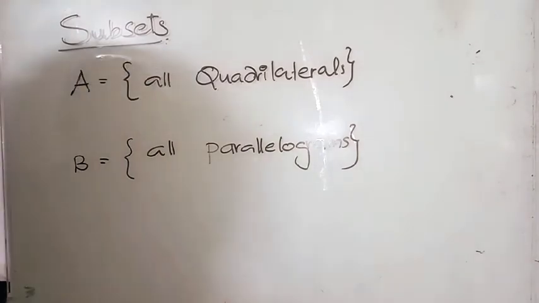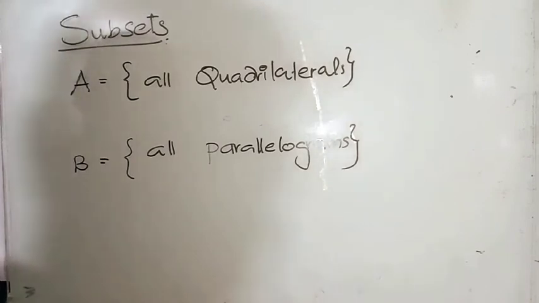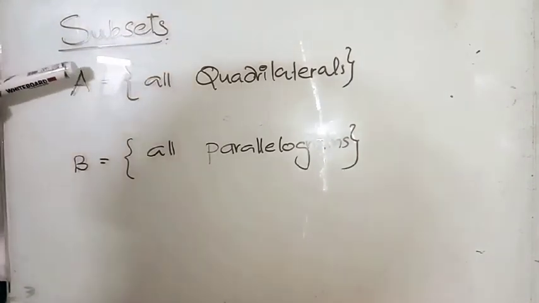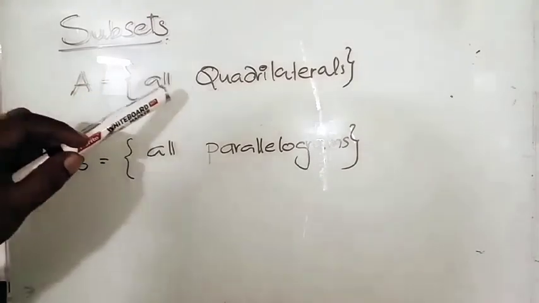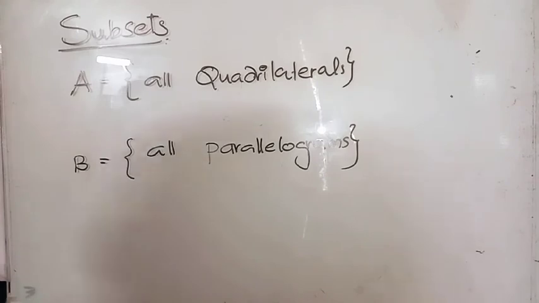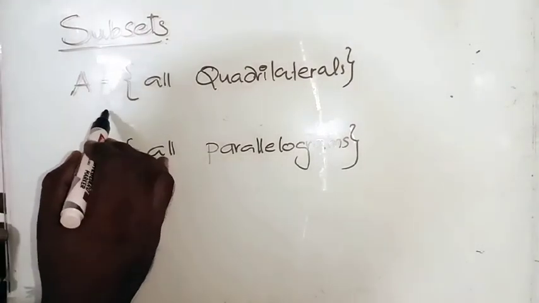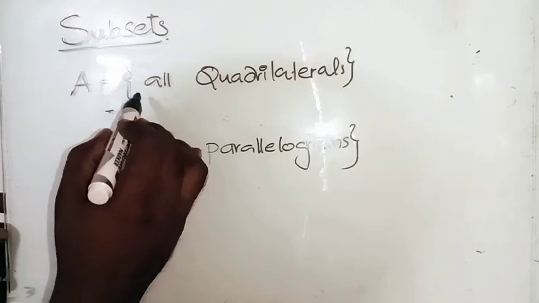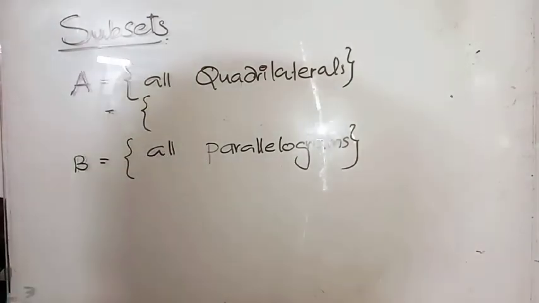Next topic is subsets. Let's consider two sets A and B, where A is the set of all quadrilaterals and B is the set of all parallelograms. And what are quadrilaterals? Quadrilaterals are the geometrical figures which have four sides. Four-sided geometrical figures are called quadrilaterals.